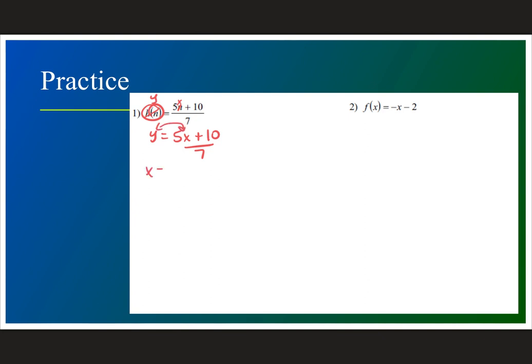So I'm going to do x equals (5y plus 10) over 7. So I'm going to start by multiplying by 7. So now I have 7x equals 5y plus 10. We'll go ahead and subtract out the 10. So now I have 7x minus 10.